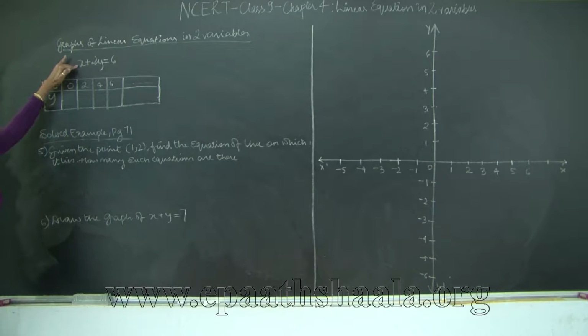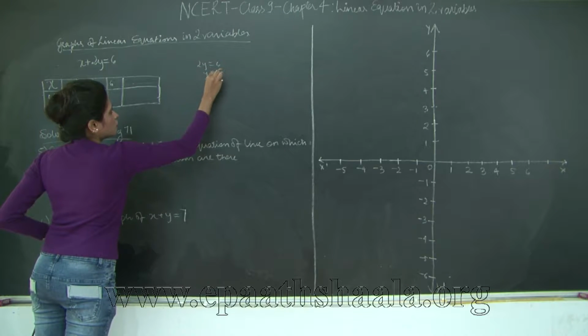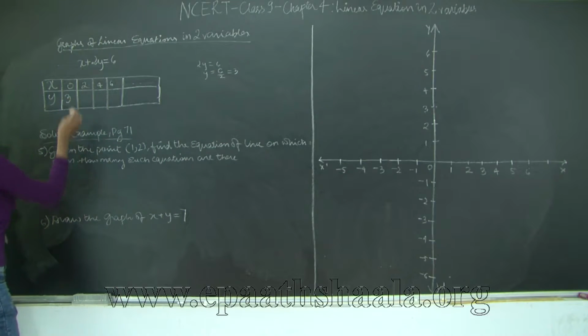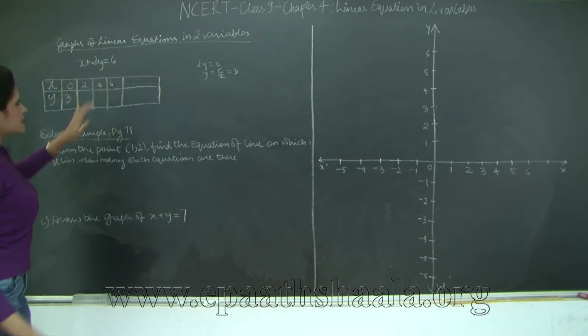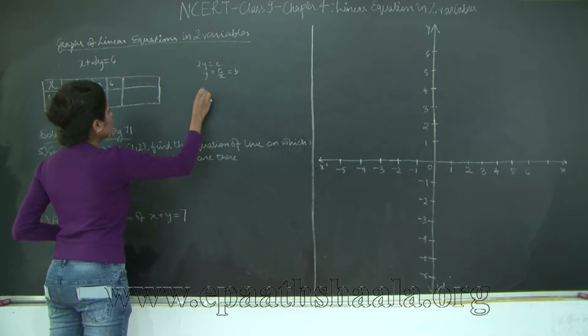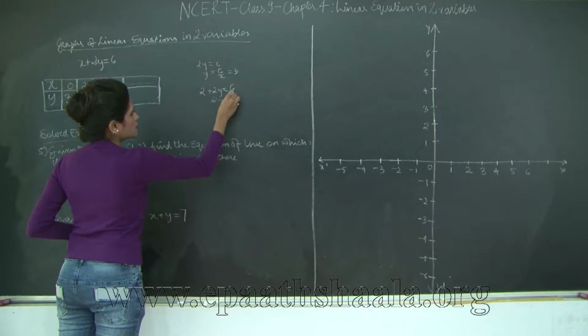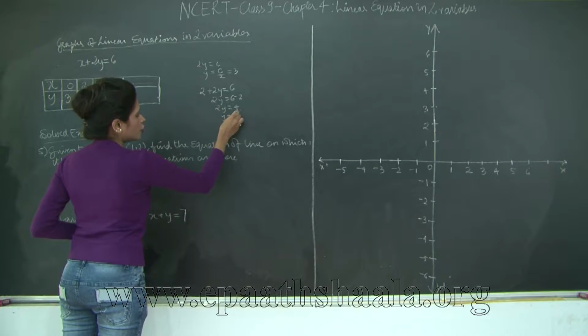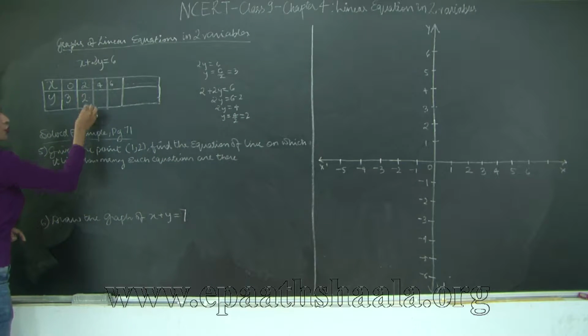So if I substitute x is equal to 0, what do I get? 2y is equal to 6. So let's just solve this. 2y is equal to 6, therefore y is equal to 6 upon 2, which is 3, right? How? 2 ones are 2, 2 threes are 6. So I get this as 3. Similarly, if I take x is equal to 2, what do I get? 2 plus 2y is equal to 6. So 2y is equal to 6 minus 2. So 2y is equal to 4 and y is equal to 4 upon 2, which is equal to 2. So your value here is 2.